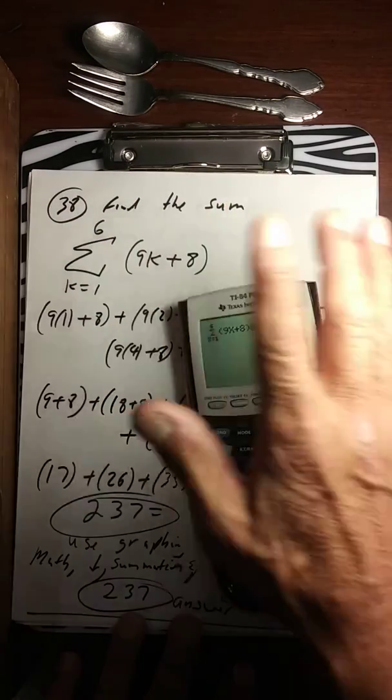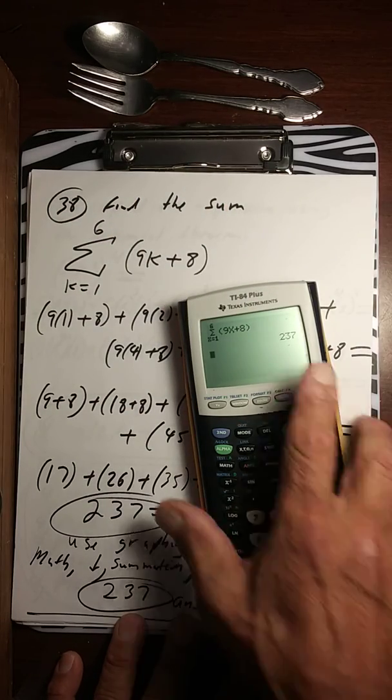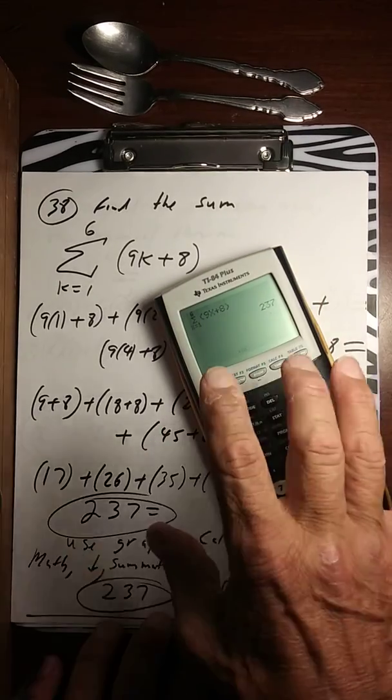Does that look like this? Doesn't matter. The letters, it doesn't matter. 237. Yes, 237.